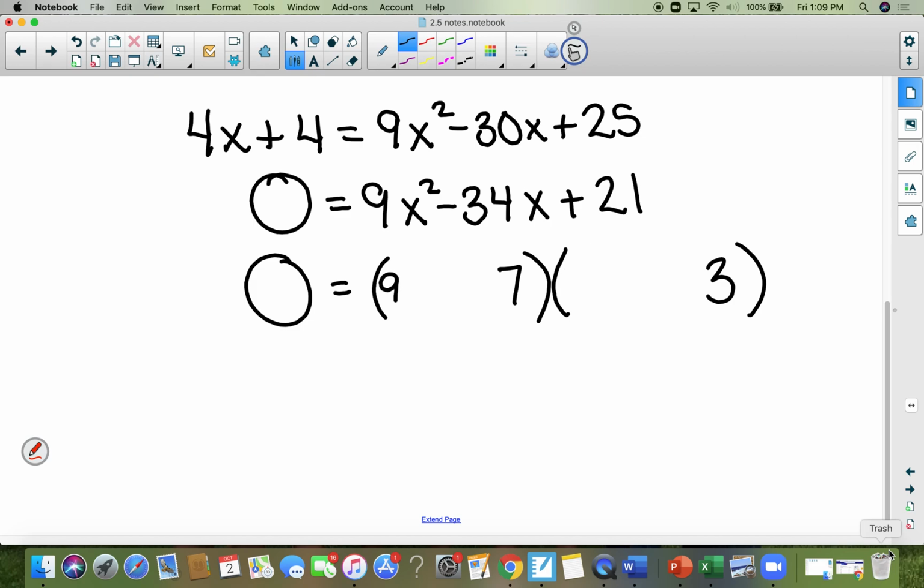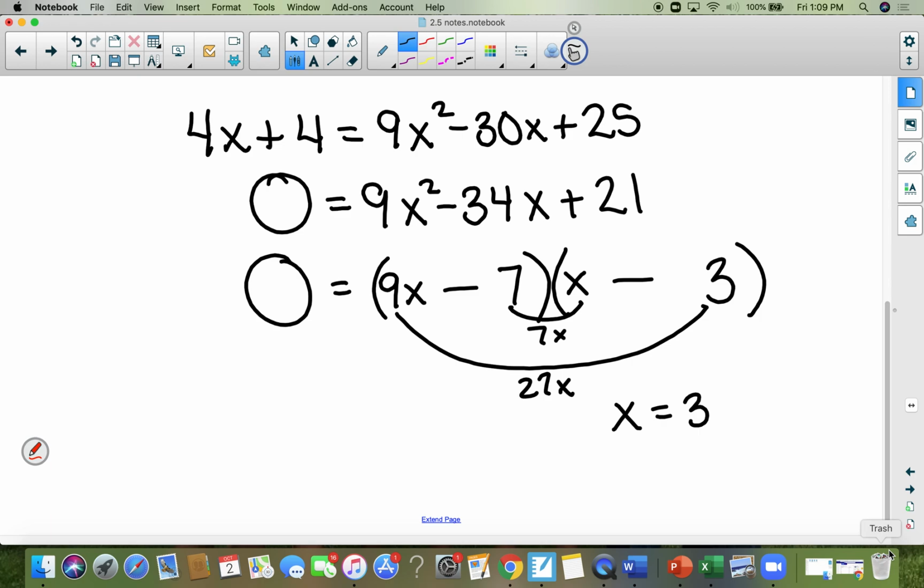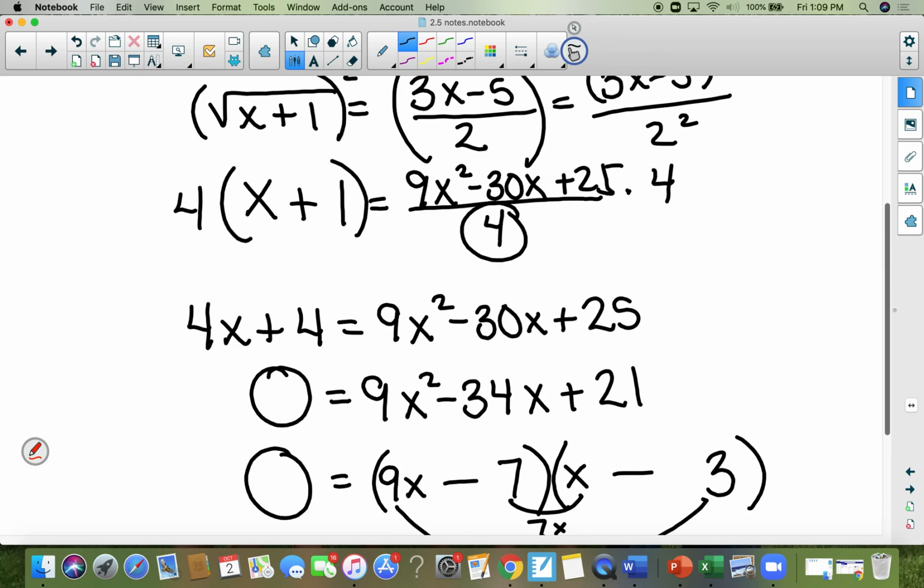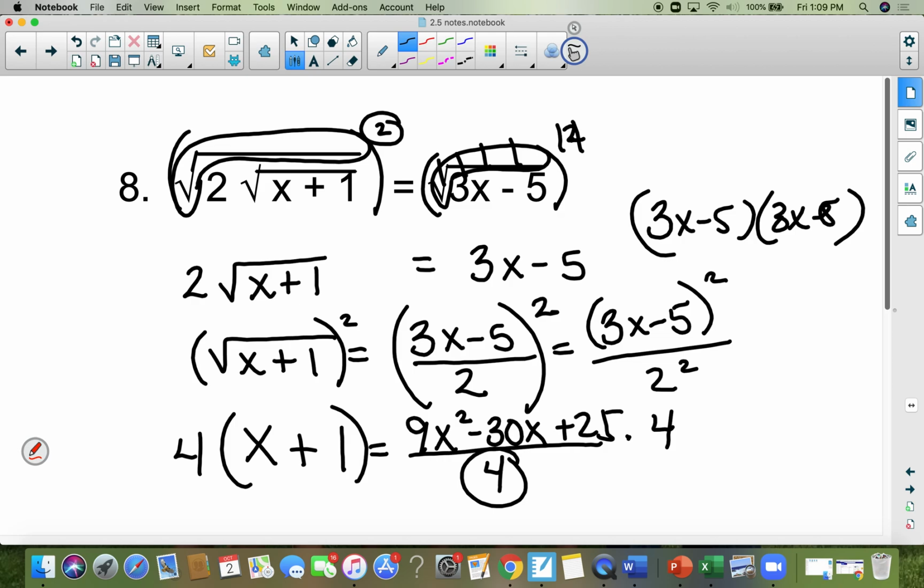I'm going to put the 9 here and the 1x here. And it does. This makes 27. This makes 7. 27 and 7 adds up to 34. They both need to be negative in order to make a positive 21. X equals 3 and x equals 7/9. But remember, there's a radical, so you have to check your work.